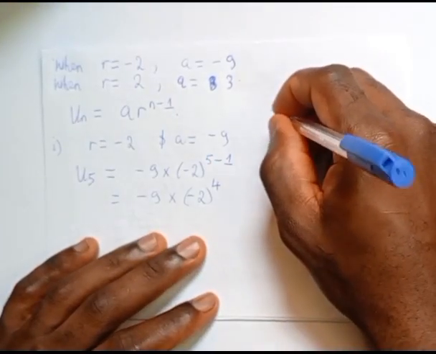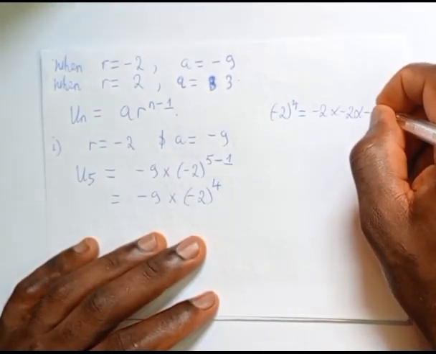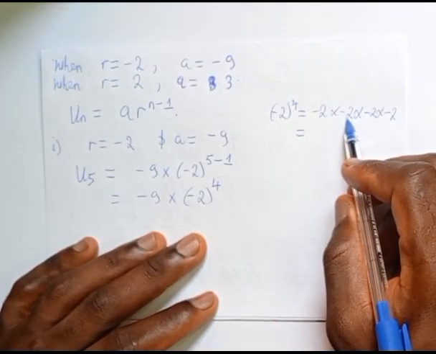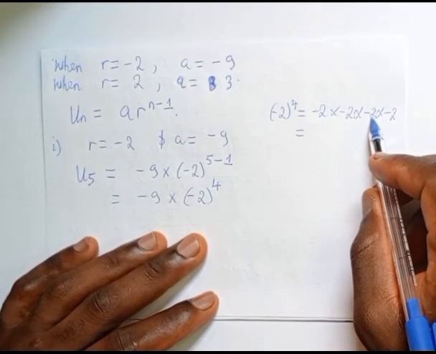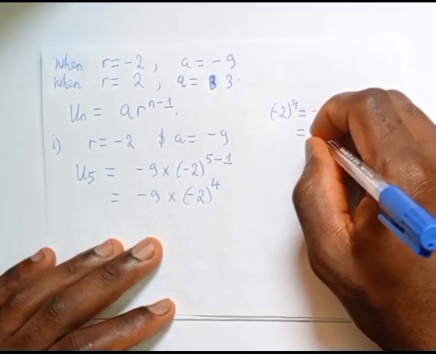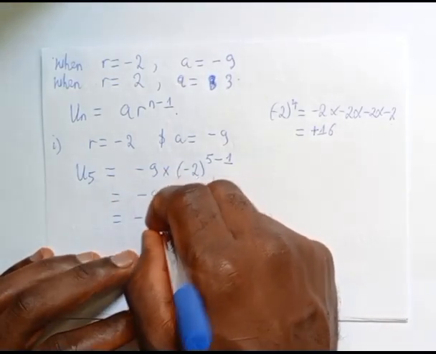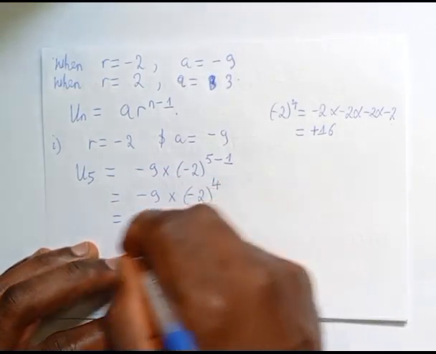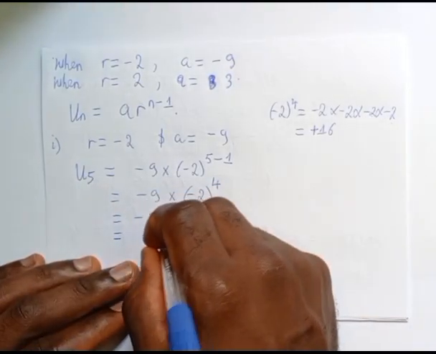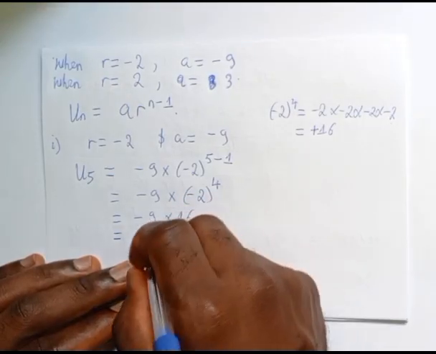Negative 2 raised to the power 4 is simply equal to negative 2 times negative 2 times negative 2 times negative 2. Negative 2 times negative 2 gives us positive 4. Positive 4 times negative 2 gives us negative 8. Negative 8 times negative 2 gives us positive 16. This will be equal to negative 9 times 16, which is simply equal to negative 144. This is the first possible value of the fifth term.